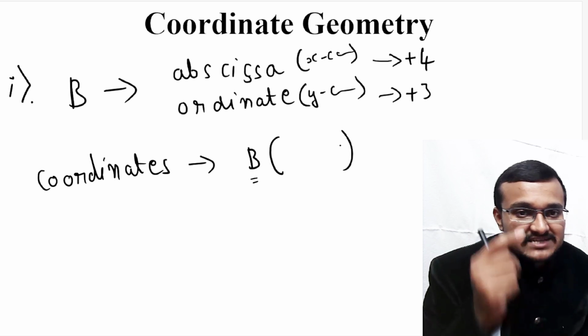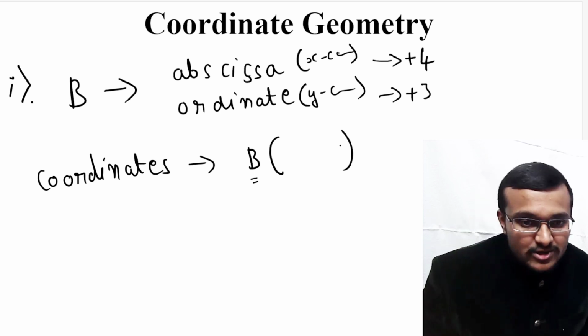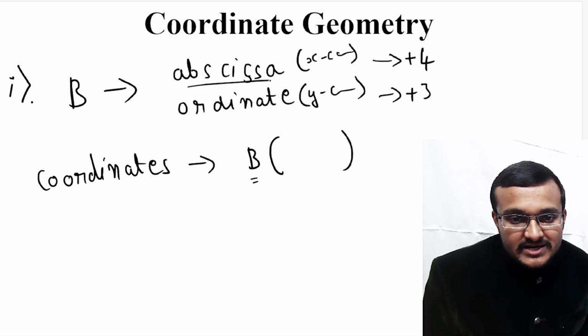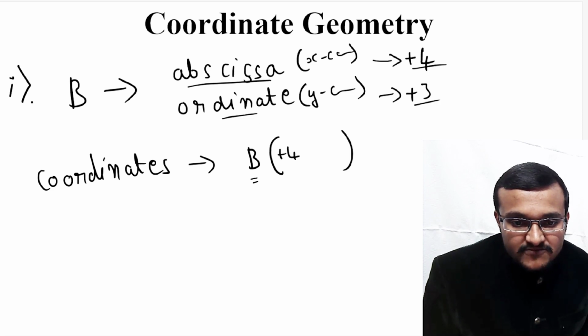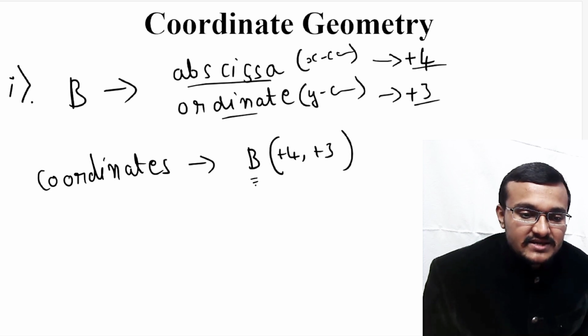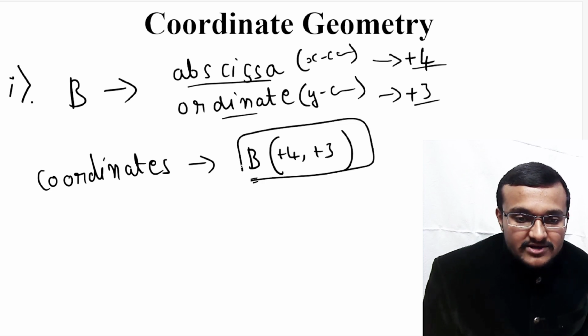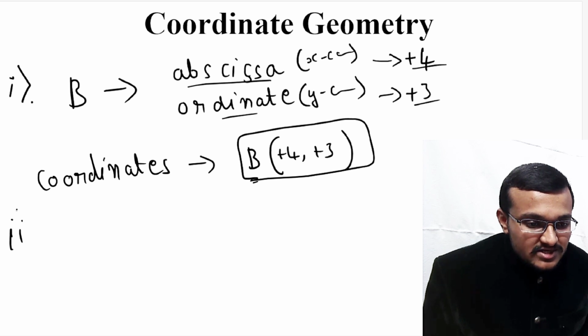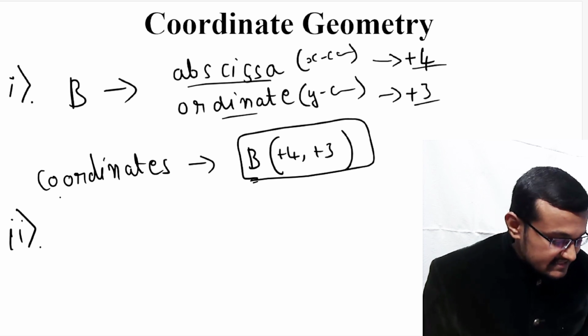So the first number will be the x coordinate number, and the second number will be the y coordinate number. Your x coordinate is the abscissa, which is plus 4, and your y coordinate is the ordinate, which is plus 3. So that means plus 4 comma plus 3 is the coordinate of this particular point B. Now we'll look into the second question in this example.